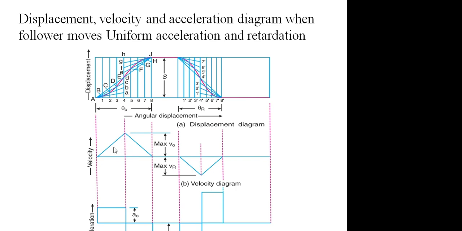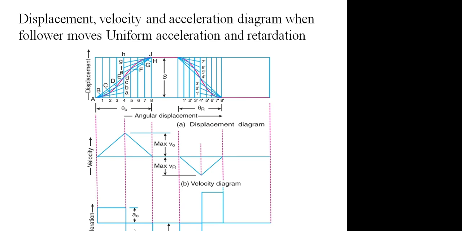In the velocity diagram, you can say that the rate of change of velocity per unit time is constant. The rate of change of velocity per unit time is uniform. So acceleration is uniform here. So for the first half of the outstroke, there will be uniform acceleration.